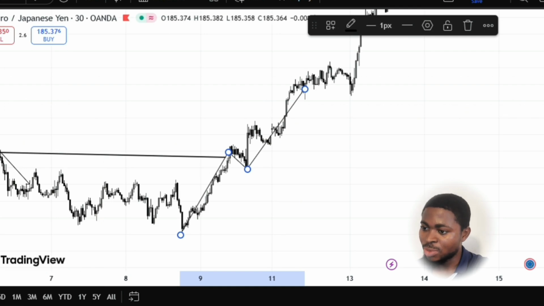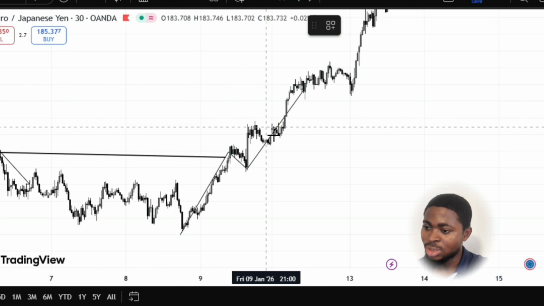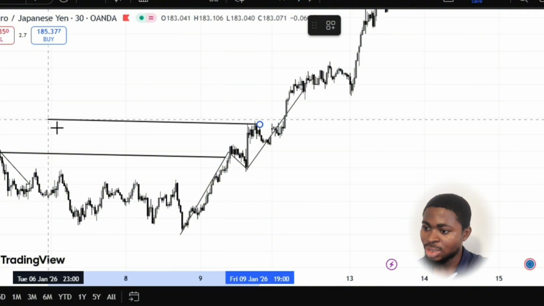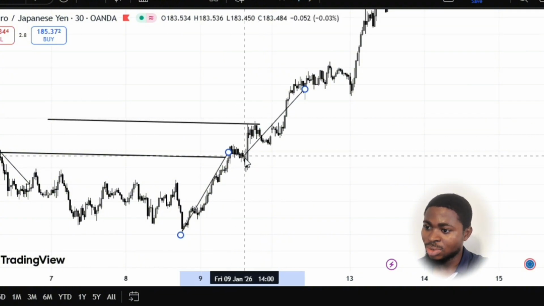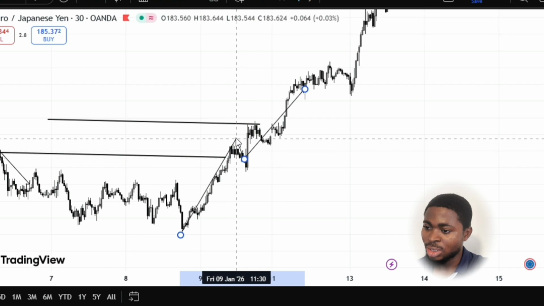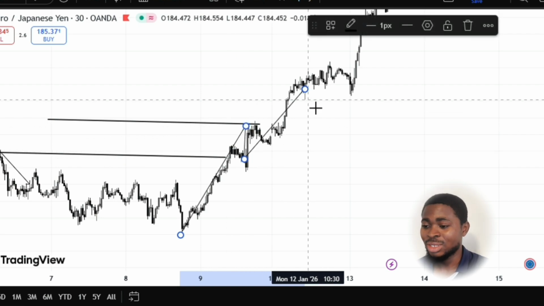Now see this. The BMS also happened here. Break of market structure also happened here. It's happened here. See, that is the BMS, guys. So this guy broke here, fell back down, and went up. That is the BMS, guys.